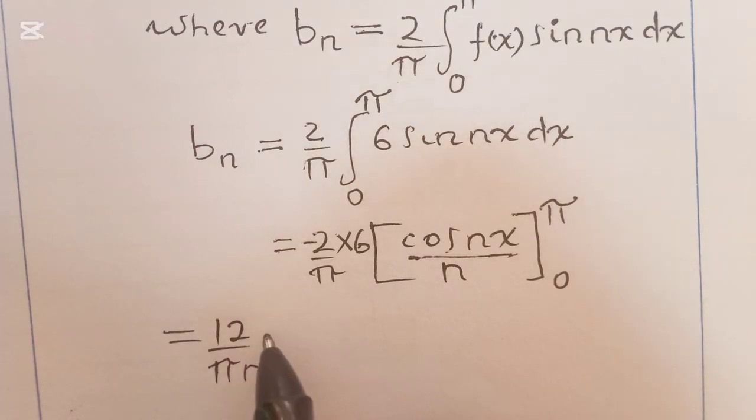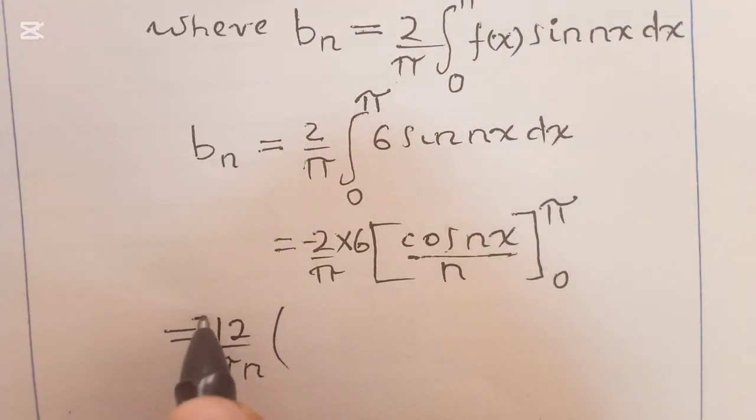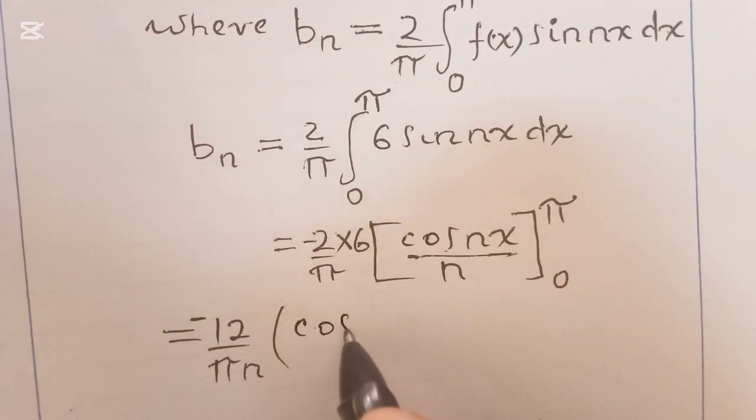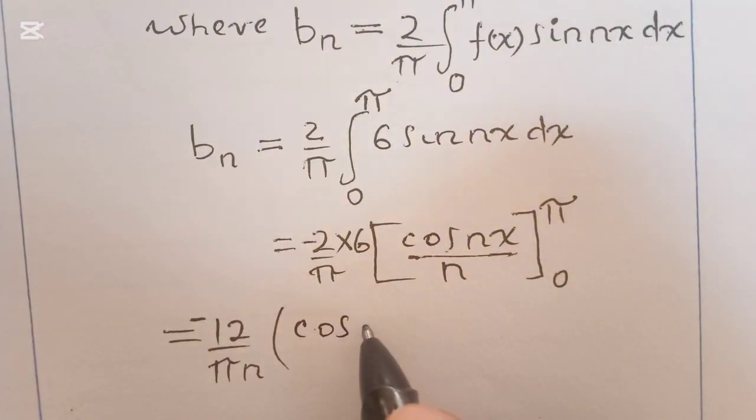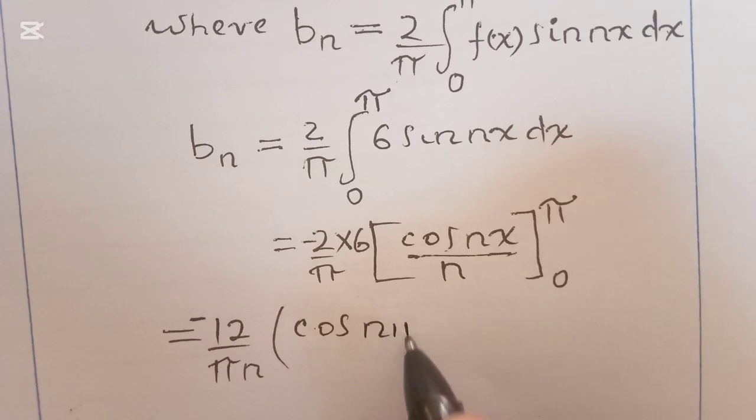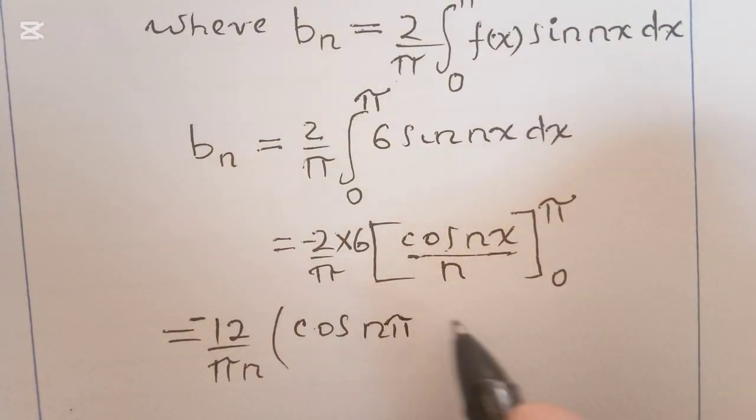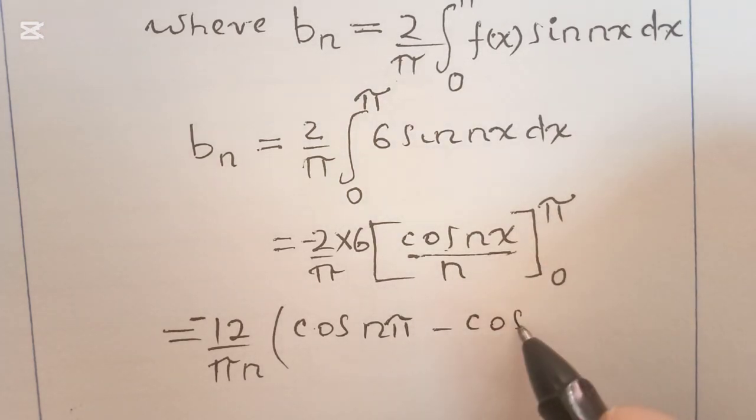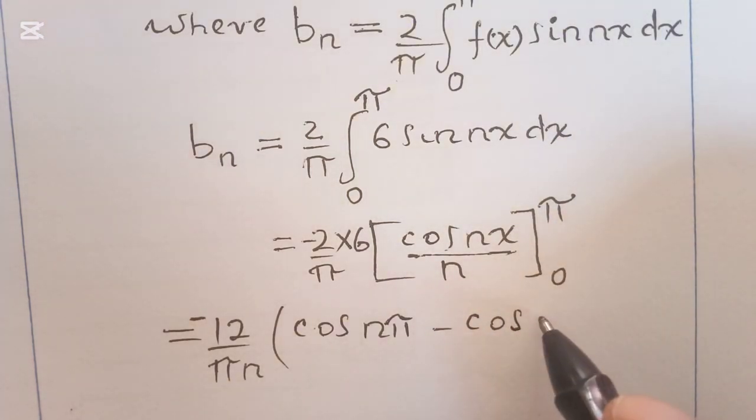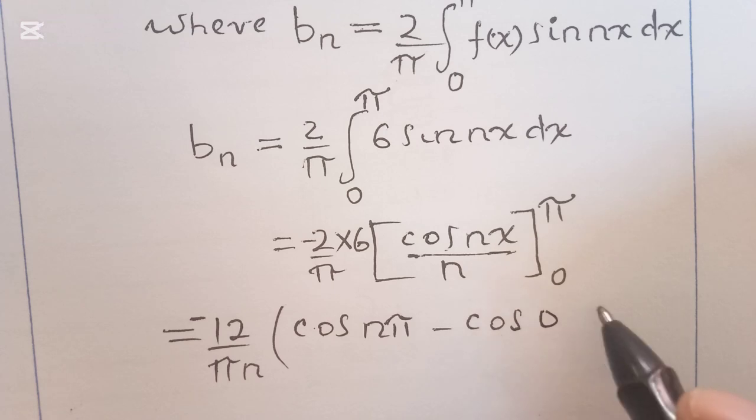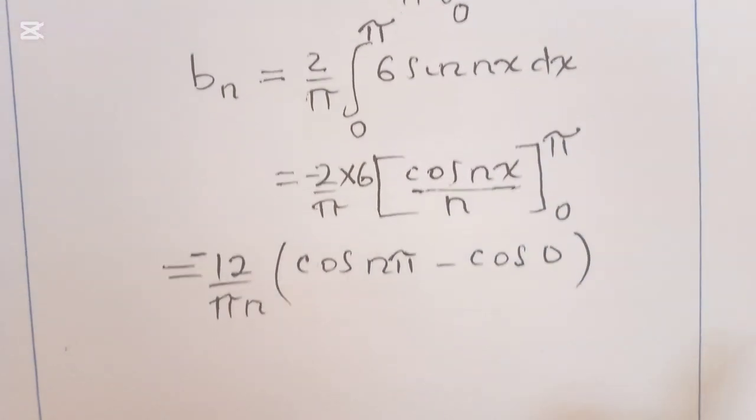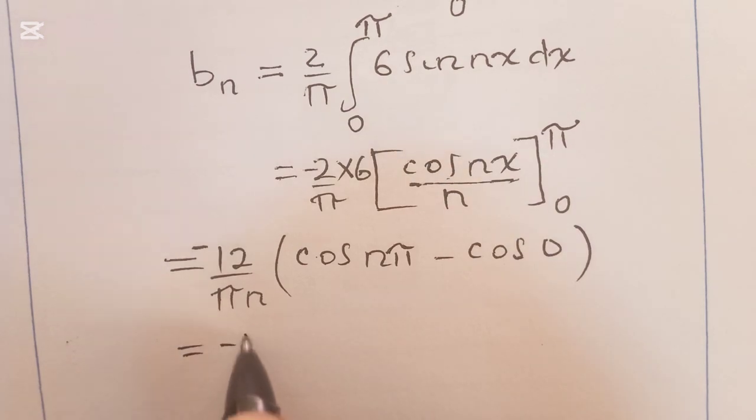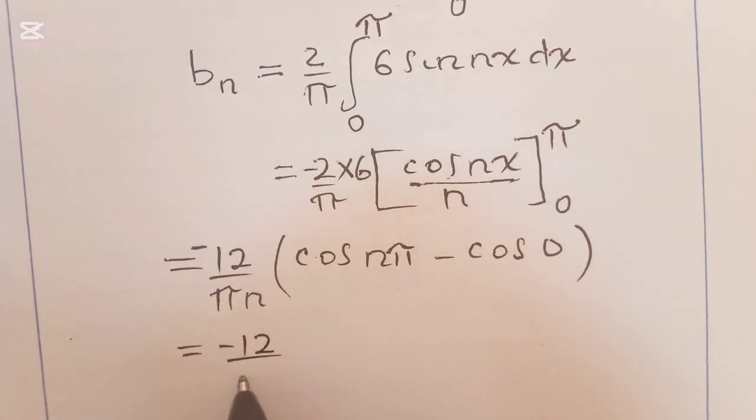Then here we shall have, this is negative, cos n pi minus cos n 0, which is cos 0, like that. So guys, when we come now to that, we shall have negative 12 all over pi n.